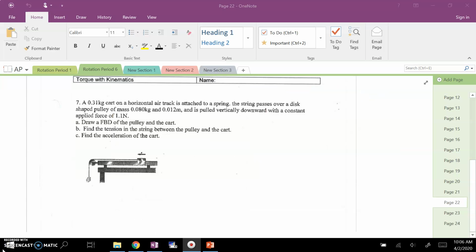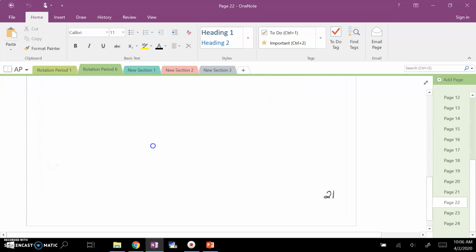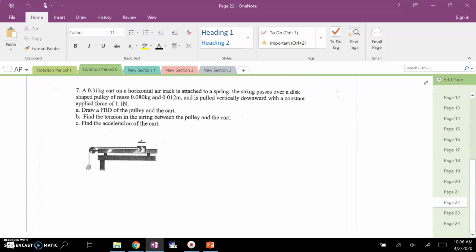Okay, I'm going to wrap this video up with number 7 on this page. This is page 21. Okay, a 0.31 kilogram cart on a horizontal air track is attached to a spring. It says spring, but I think on yours it says string. Okay, attached to a string that passes over a disc-shaped pulley, etc. And it's pulled with an applied force of 1.1. Okay, so this is a force of 1.1 right here. Draw a free body diagram of the pulley and the cart.